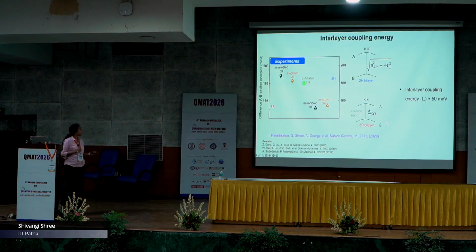So from here we calculated the interlayer interaction between the two in 2H stacking. When this interlayer exciton forms in 2H stacking, it is because of the valence band interaction, and it has larger energy compared to 3R. From there we calculated this interaction energy, which is about 50 meV.